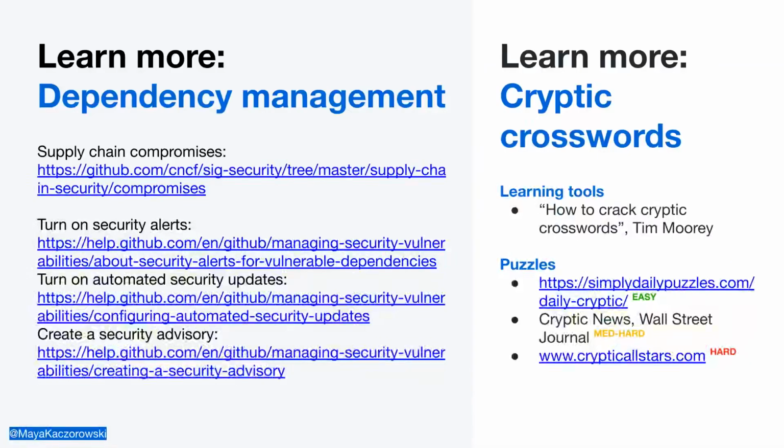So to learn a bit more today about both dependency management and software supply chain and cryptic crosswords, I have a couple of links here. For supply chain compromises, there's a list on the CNCF Git repo of things that they've seen. Some of the features that I talked about that you should turn on in GitHub are security alerts and automated security updates. And if you have a security issue to report in your project, create a security advisory.